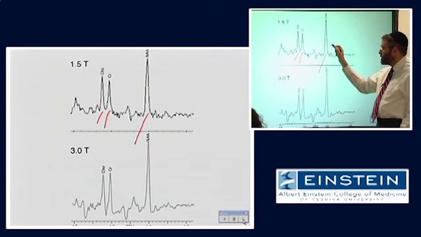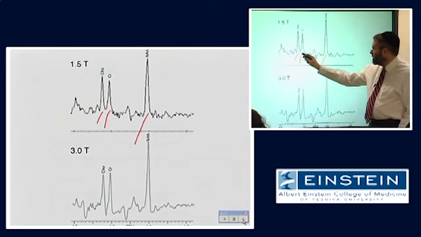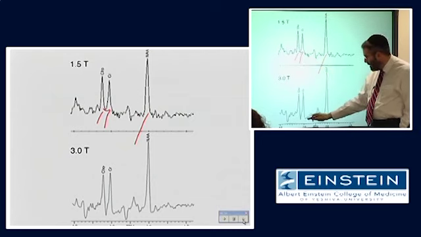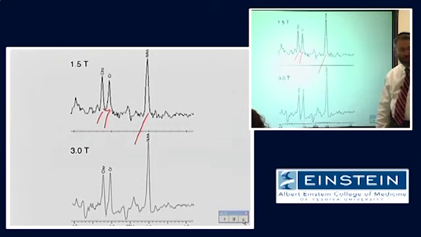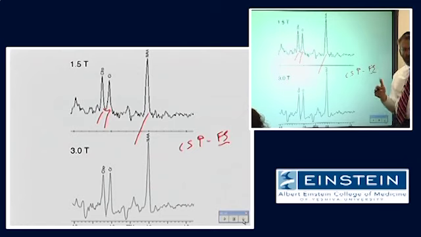What's the salient difference when we go from 1.5 to 3 tesla? Two things. The baseline noise is greater at 1.5T than at 3T. But even more importantly, look, for example, between choline and creatine and see how we don't even reach the baseline, whereas we drive all the way down to the baseline at 3T. Why is that? Because the chemical shift increases with field strength. Right? Higher magnetic field strength, that chemical shift is greater, and we're able to better separate these peaks.